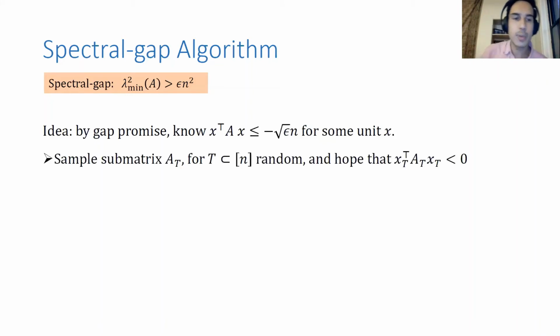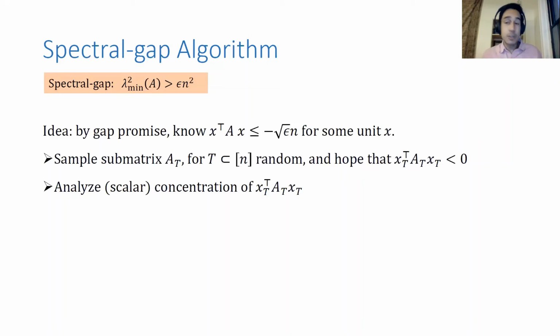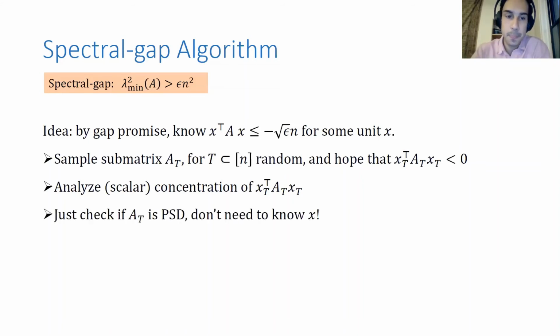So here's what we're going to do. We're going to sample the submatrix with a random subset of indices, and we're going to hope that the quadratic form on this principal submatrix, with the same eigenvector x projected onto the coordinates in the sampled subset T, is still negative. If we can show that, then we can immediately deduce that A_T is not PSD. And to do this, we're just going to need to analyze the scalar concentration of this random variable, which is this random quadratic form, over the choice of the random subset T.